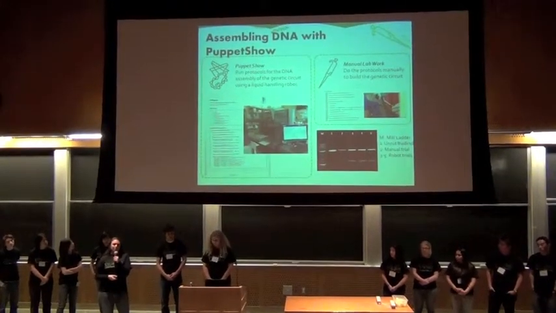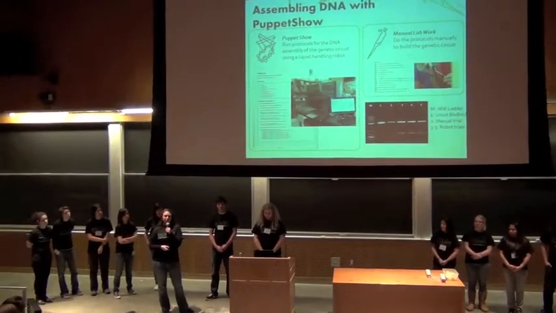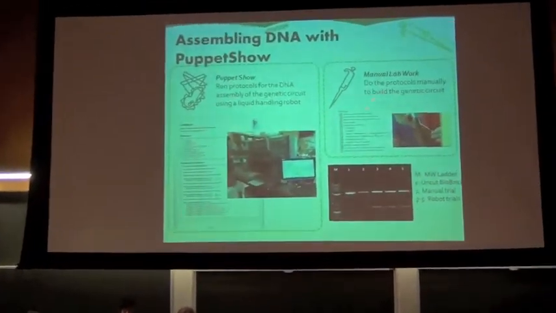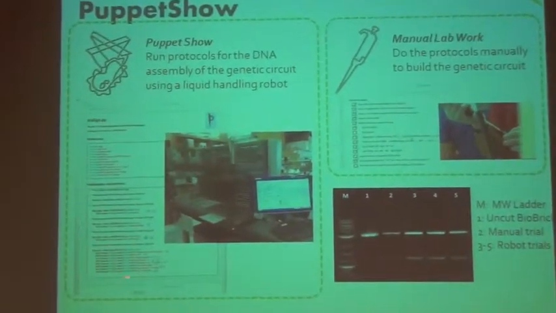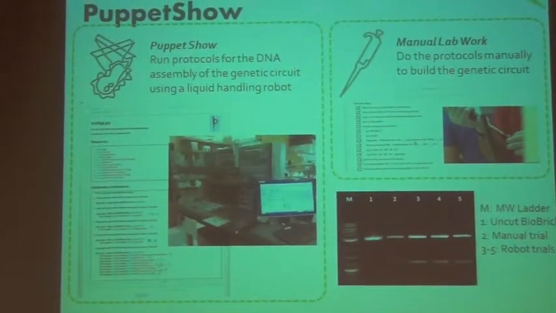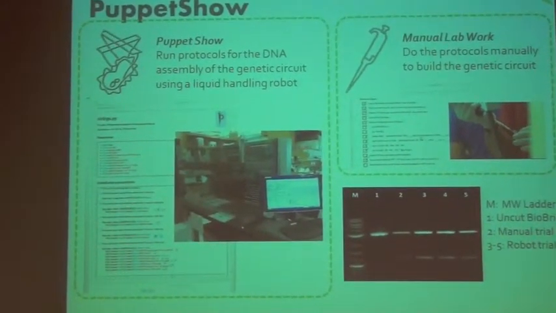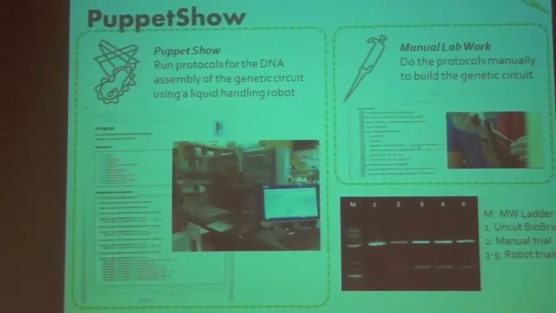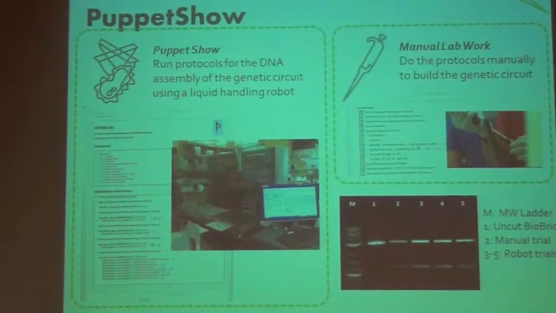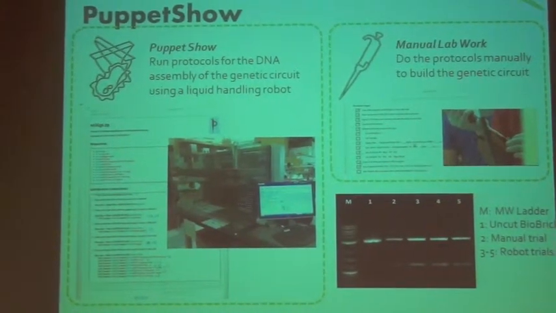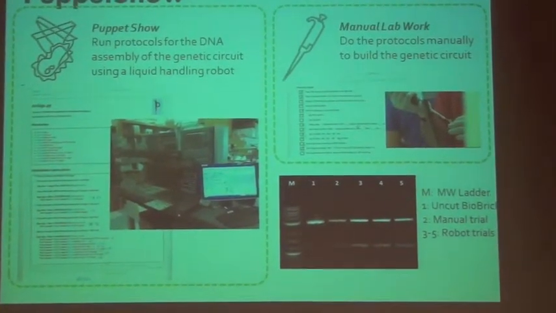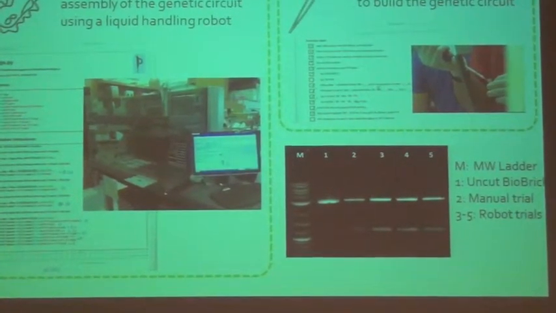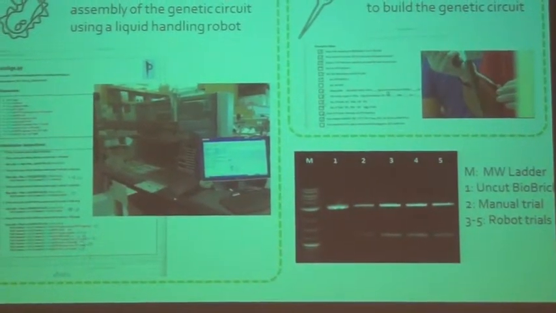To have another method available to us to create our constructs other than by hand. You can see here an example of a protocol we would do in the lab in our actual notebooks, versus here is the output of code from Puppet Show corresponding to the same protocol. Like Jen said, we went through and we verified it, and in this gel image here you can see an uncut BioBrick, and then we did a restriction digest by hand, which is shown in column 2, and then columns 3 through 5 show the results of restriction digest done with the robot, and you can see that there is no obvious difference.